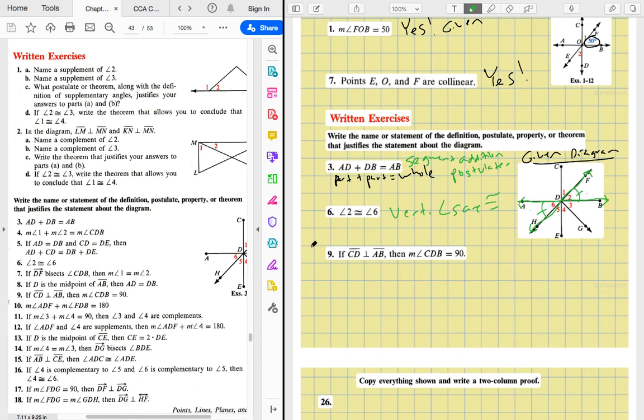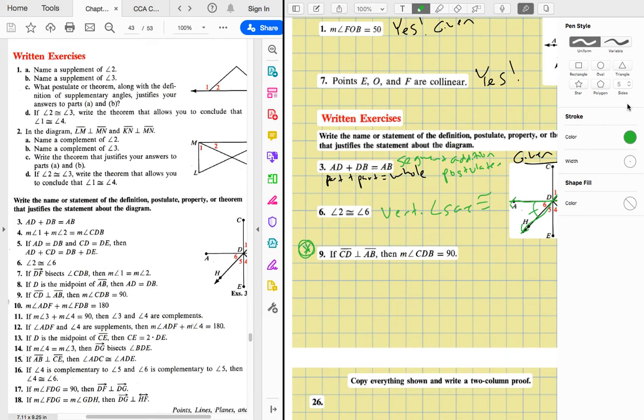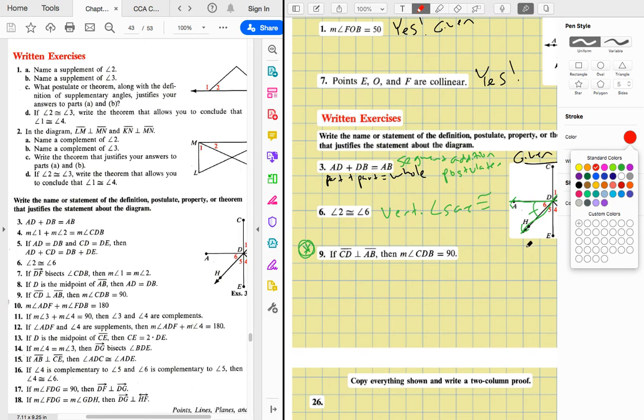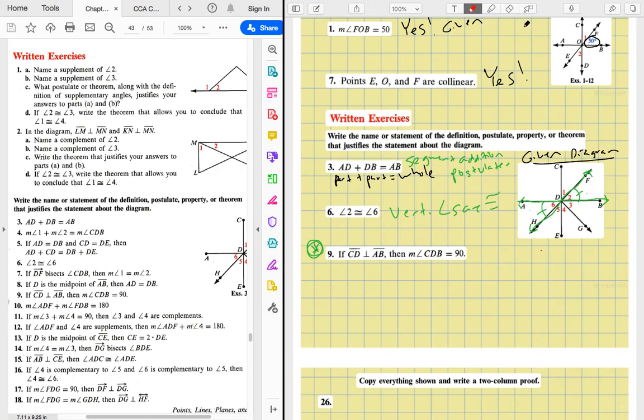Okay, number 9 is a bit of a trickier one, actually, so I want to go through that with you guys together because we'll have to look a little more closely at this. It says, write the name, definition, or postulate, the property or theorem that justifies the statement about the diagram. Here, we're going to need 2 reasons, okay? Interestingly enough, they said statement, but they should have had an S in parentheses: statement(s), because we're going to need 2 statements here.